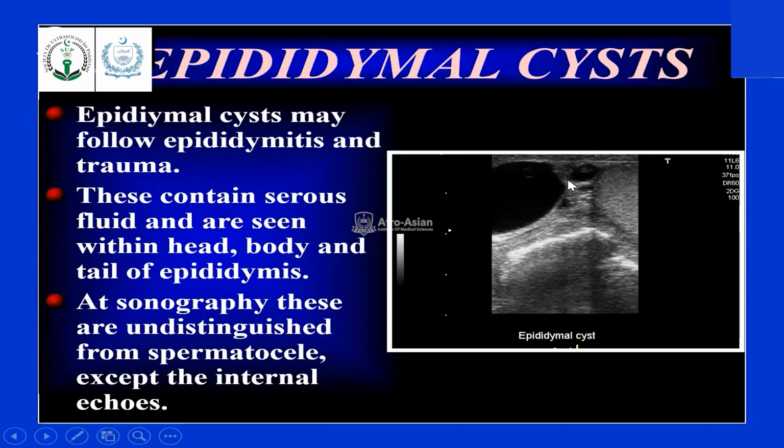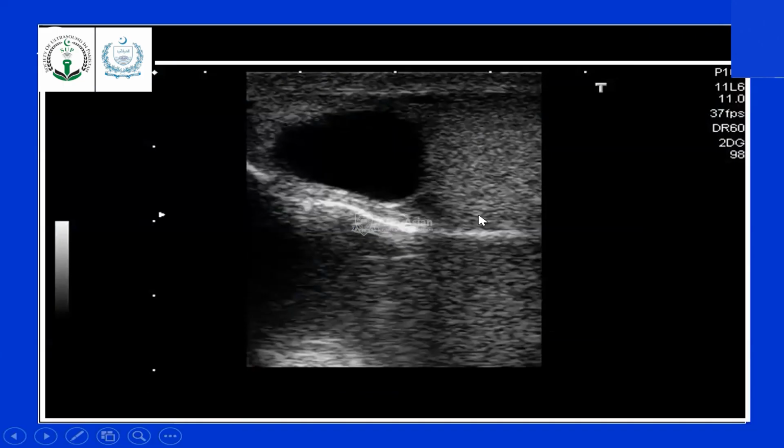Whereas this is epididymal cyst, which can be due to trauma, contain serous fluid and are seen within the head, body, and tail of epididymis. At sonography, these are undistinguishable from spermatocele except for internal echoes.